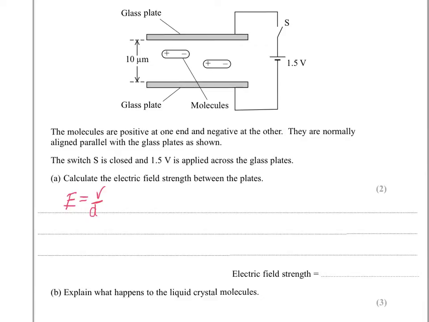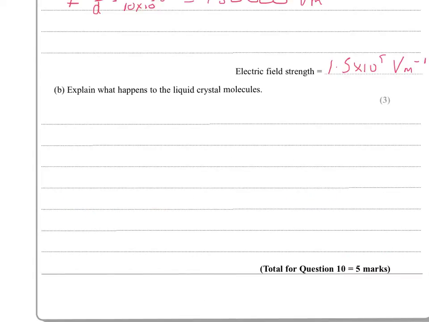So electric field strength in this kind of parallel plate situation is easily calculated from V over d. And that gives us 150,000 volts per meter, or 1.5 times 10 to the 5 volts per meter. Don't forget your units. So now they're saying what happens to the molecules.